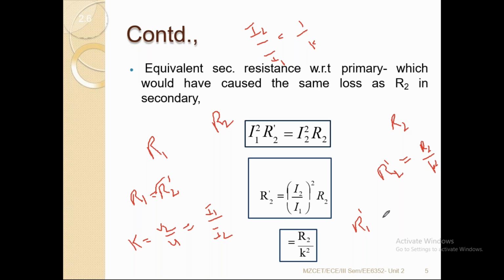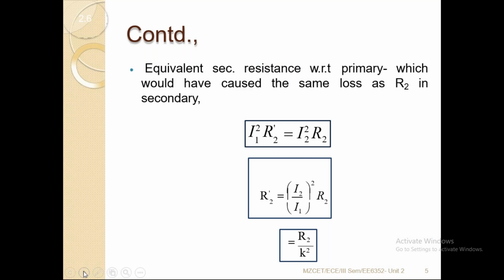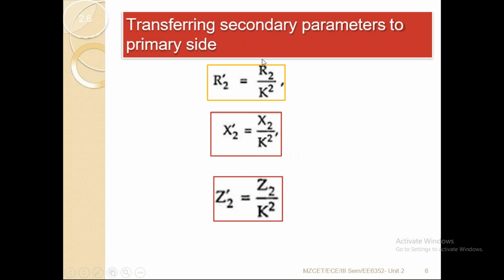In the same way, you can get the reactance. When the secondary reactance is shifted to the primary, it is denoted by X2 dash, and you will get X2 divided by K square. Keep these two equations in mind. Right. So this is the equation when secondary parameters are referred to the primary, that is, transferring the secondary parameters to the primary side.